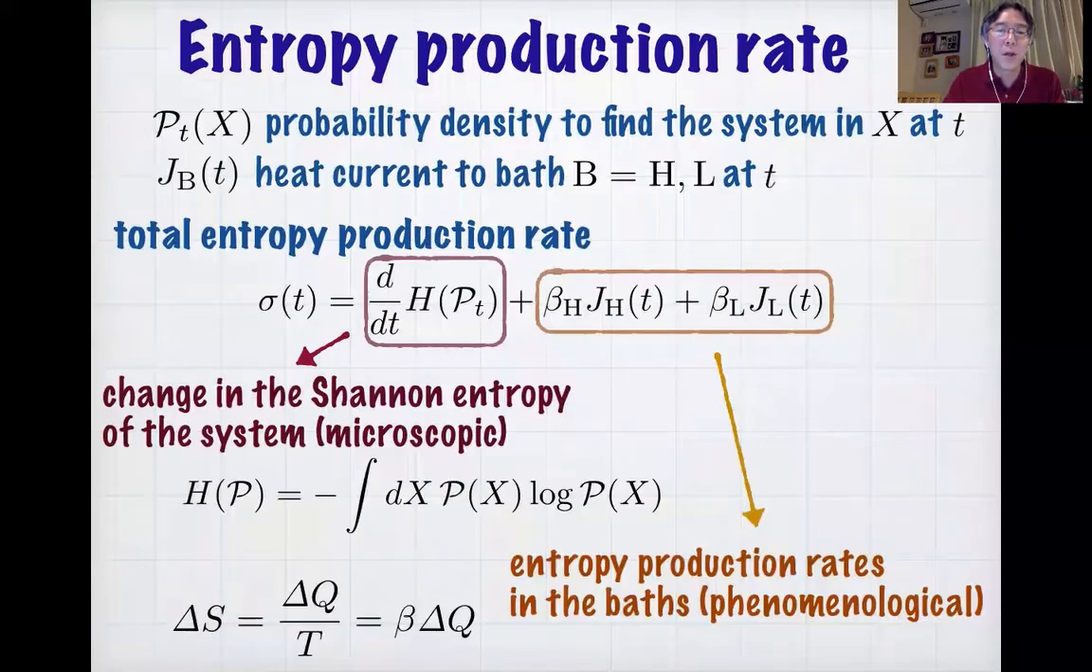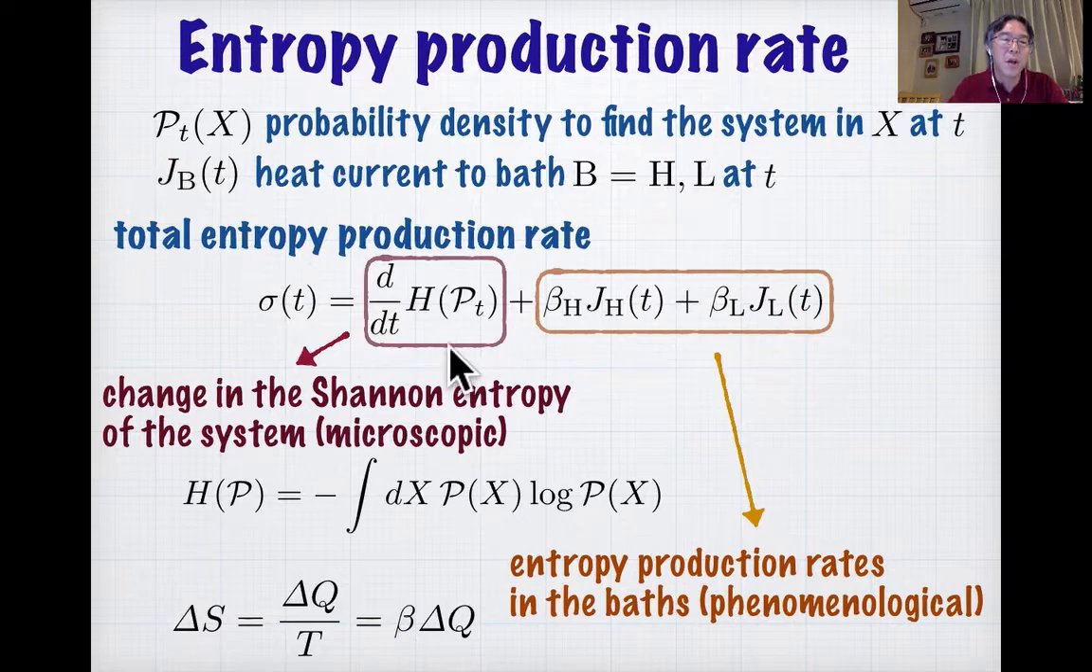So let me discuss our main result. The central quantity is the entropy production rate. Again, this is very standard, nothing original. This is a probability density to find the system in the state x at time t, and these are heat currents to bath B, where B stands for H and L, high temperature and low temperature, at time t. Then we define, as usual, the total entropy production rate like this.